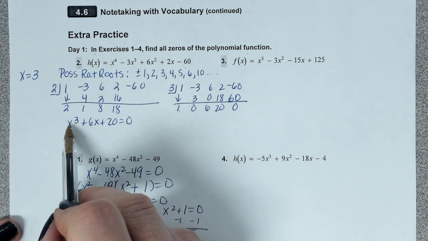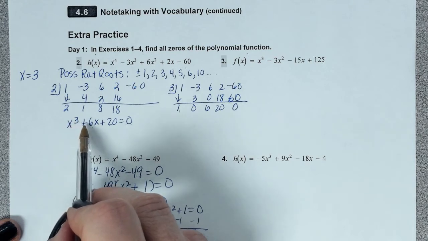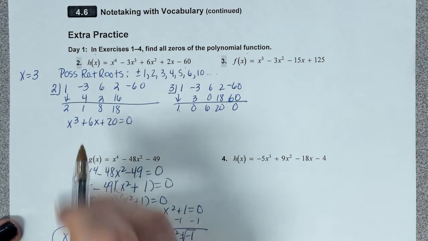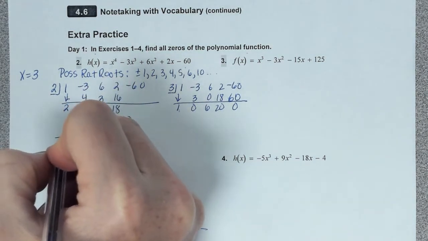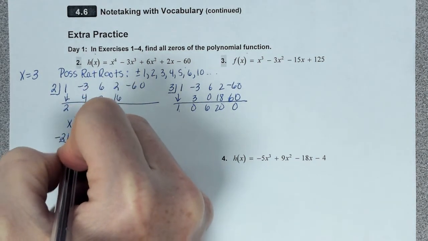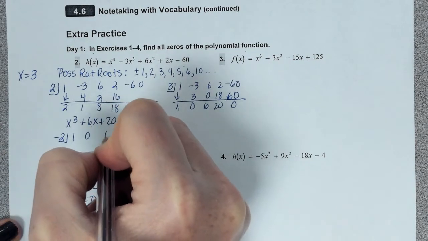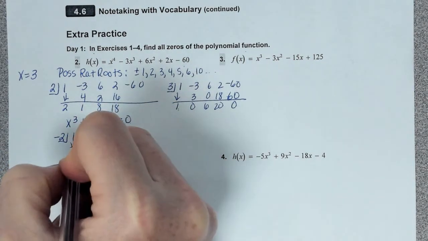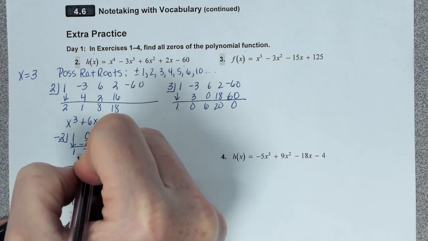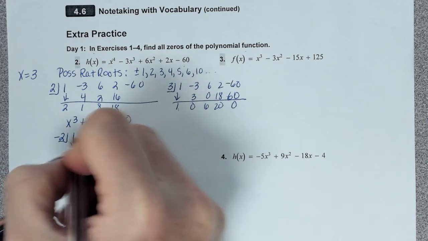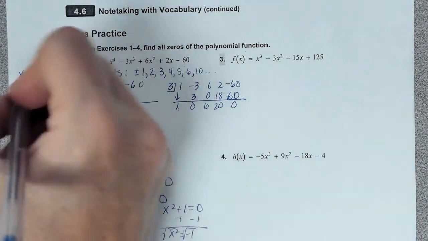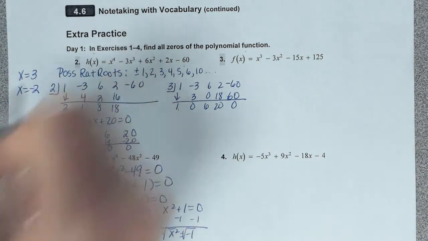-2, I can do this without synthetic. That's -8, -8 minus, ooh, that's going to work, isn't it? All right, so now I need to use that. So -2 seems to have worked. Don't forget the 0. Bring this down. That's 1, that's -2, that's 4, that's 10, that's -20. So now I know -2 is also going to be one of my zeros.